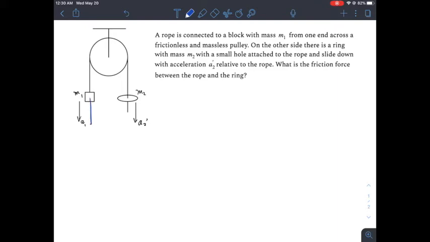So welcome back guys. First, let's lay out all the forces here. First we have our gravitational force on M1, a tension force on M1, and the gravitational force on M2 and the friction force on M2.